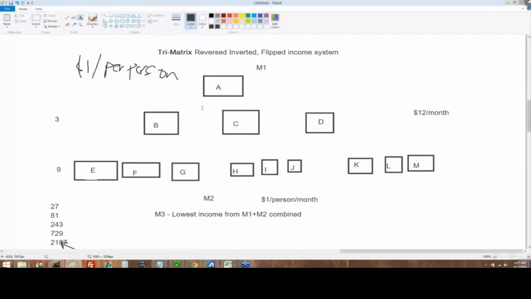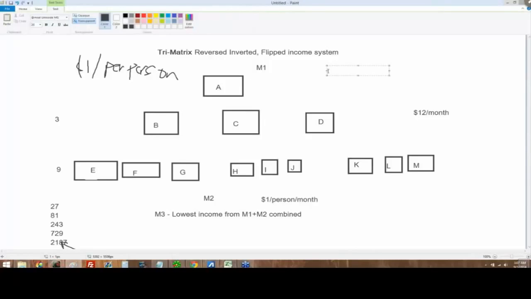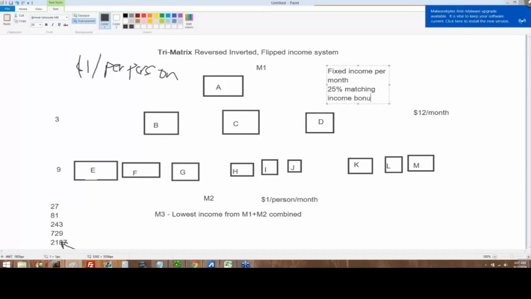Now the obvious question becomes, what does A then get for referring B? Here's what A gets for referring B. A gets a fixed income per month, just like in DST. When you refer somebody in DST, you get a fixed income per month for having referred them. So fixed income per month is the first thing that A is going to get on B. And then A will also receive a 25% matching income bonus. So whatever B makes, A is going to get a 25% matching bonus.